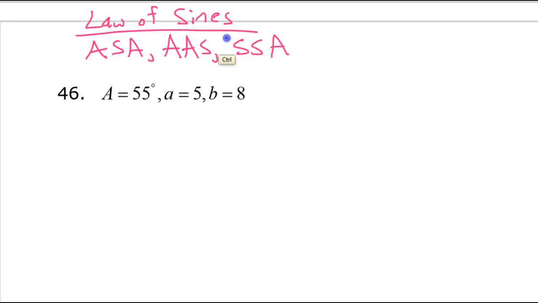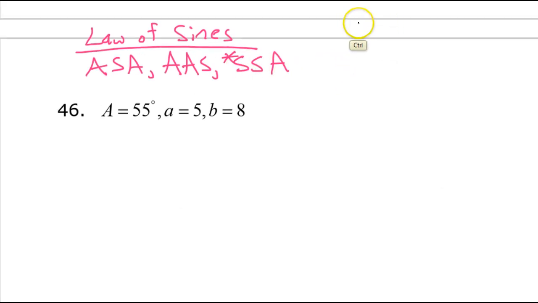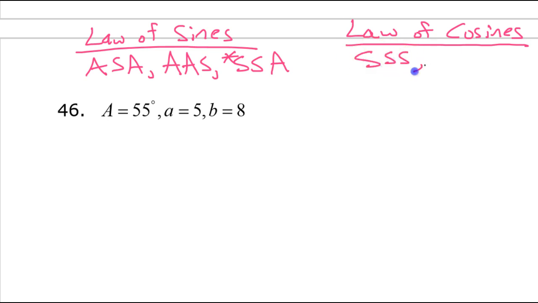Now, I said heaven forbid because this is the ambiguous case. It's a special case where sometimes there's no solution, sometimes there are two triangles. So that takes a little bit of extra work. We will use the law of cosines whenever we have side, side, side, or side, angle, side.